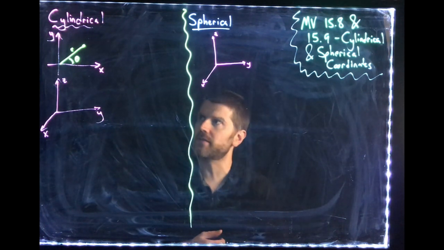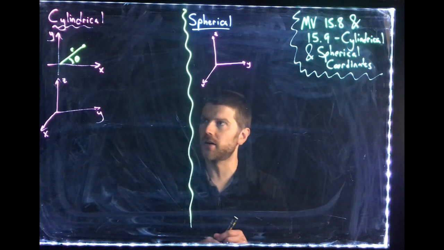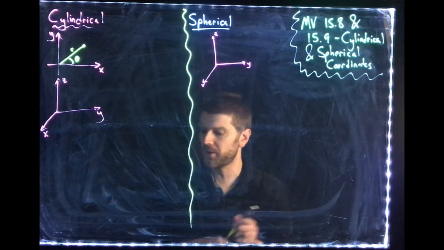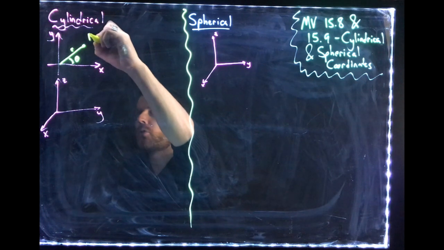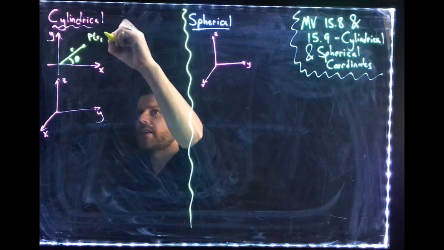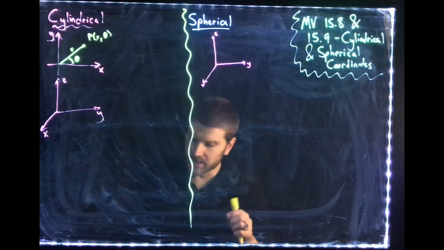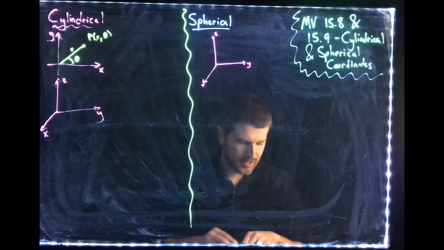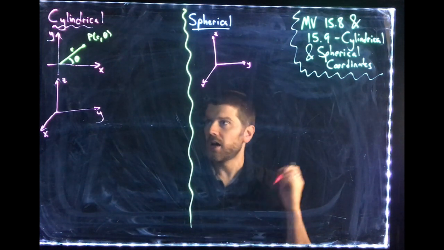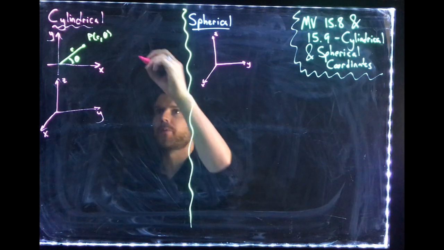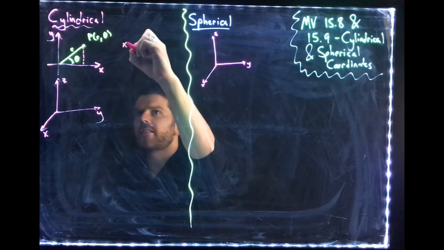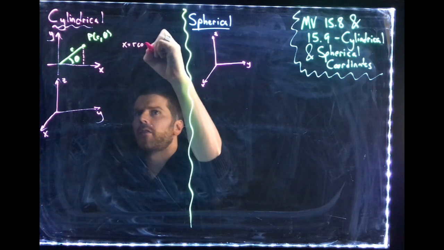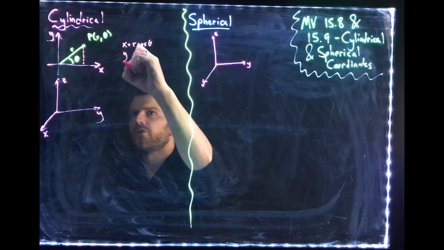Cylindrical represents the expansion of our old idea of polar coordinates. You'll be familiar already with the idea of finding some point in polar coordinates using a radius and an angle instead of our good old-fashioned x and y coordinates. But of course, we can always find those. You'll remember that we'll have x equals r cosine theta, y equals r sine theta.